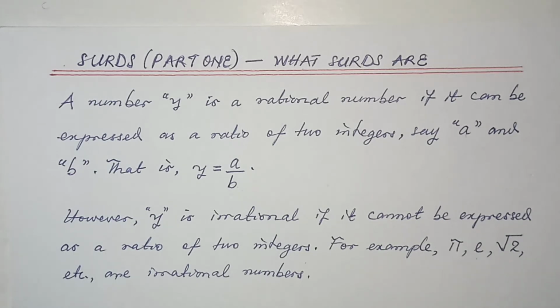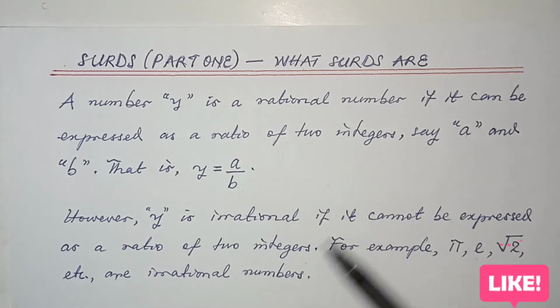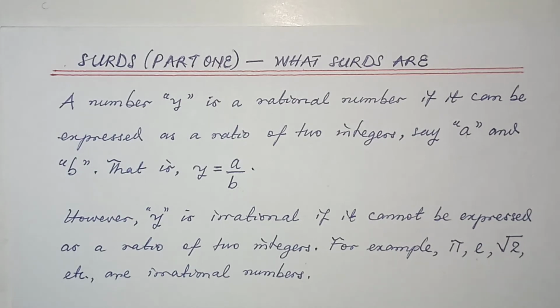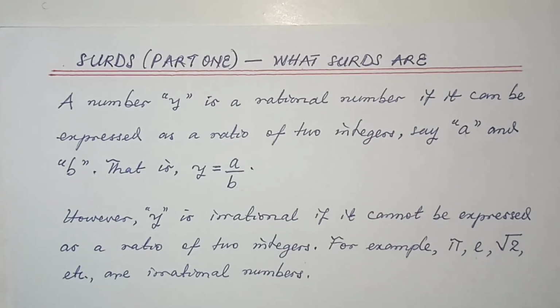That means all natural numbers are integers, and all integers can also be called rational numbers because all of them can be expressed as a ratio of two integers. For example, 4, a natural number, can be written as 4 over 1, 4 divided by 1, or it can be written as 8 divided by 2, it can be written as 16 divided by 4. That makes 4 a rational number.